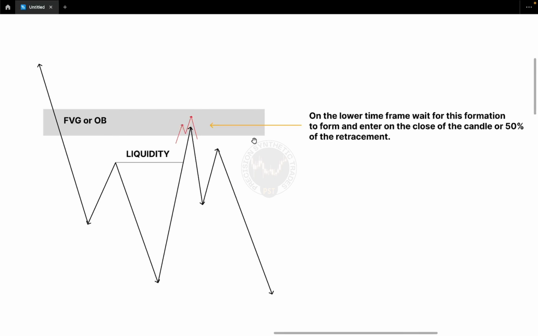All right, so on the lower time frame, if this is our higher time frame, like we said, we are going to wait for this formation, these red arrows here. We're going to wait for this formation to form on the lower time frame. So on the lower time frame, wait for this formation to form and enter on the close of the candle or 50% of the retracement. All right, so let's look at some chart examples so that I can show you what I mean, and you can go test this for yourself.